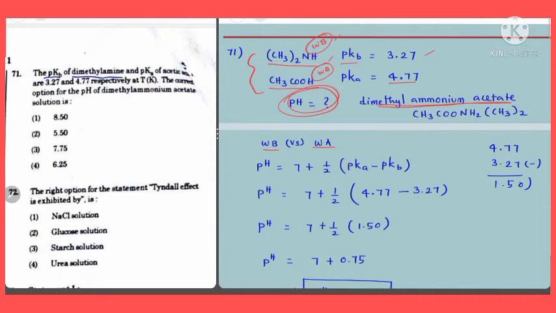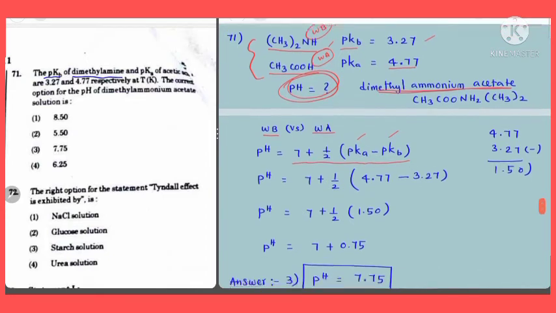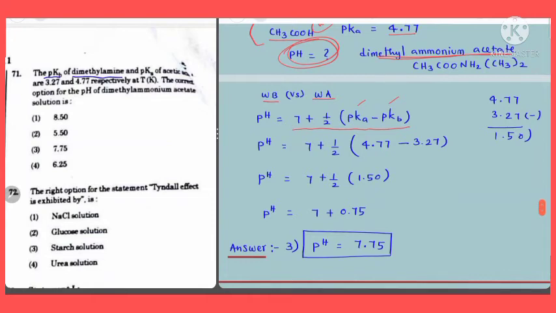The formula for calculating the pH of a weak acid versus weak base salt is pH equal to 7 plus half into pKa minus pKb. The pKa and pKb values are given. When you substitute, you will get the answer. So 7 plus half into the pKa value 4.77 minus the pKb of dimethylamine, 3.27. Do the subtraction and you get about 1.50. Half into 1.50 is 0.75. Adding 7, the final answer pH is 7.75.